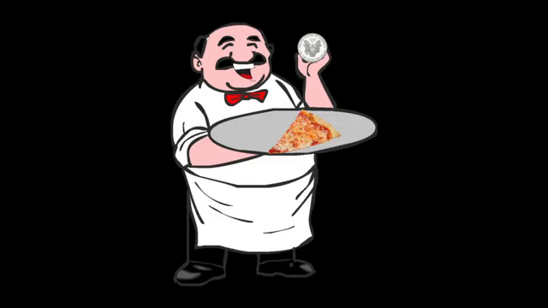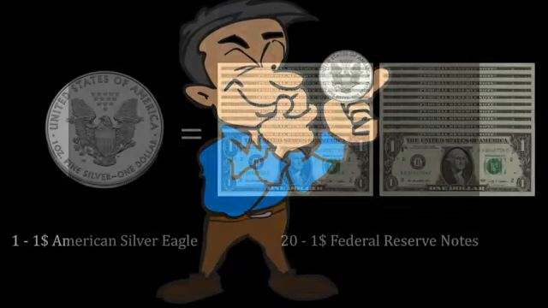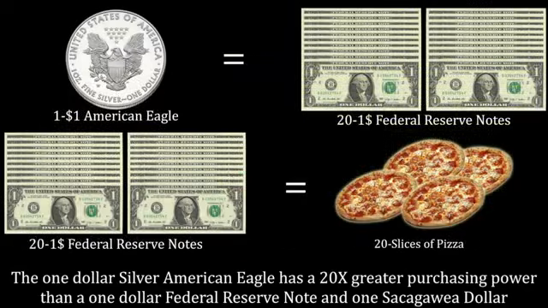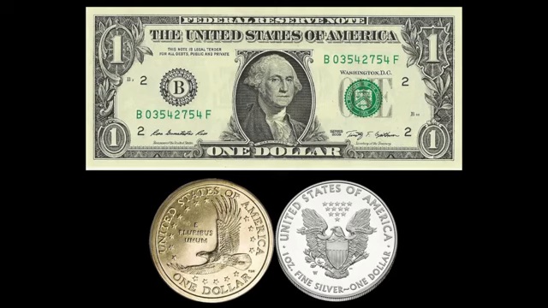Why? Because if we were to bring our coin to a coin dealer, he would offer us about 20 Federal Reserve dollar notes in return for it. We could then purchase not one but 20 pieces of pizza. The $1 Silver Eagle, in reality, has a 20 times greater purchasing power than a $1 Federal Reserve note and one Sacagawea dollar. Now, since the $1 Silver Eagle has a different purchasing power than the $1 Federal Reserve note and the $1 Sacagawea dollar, are they all the same dollar?